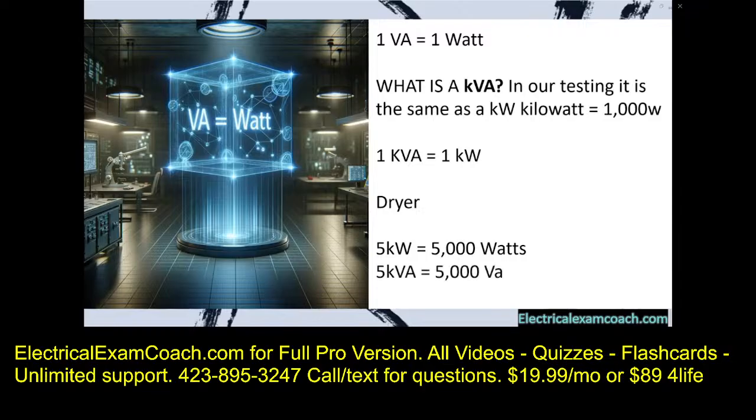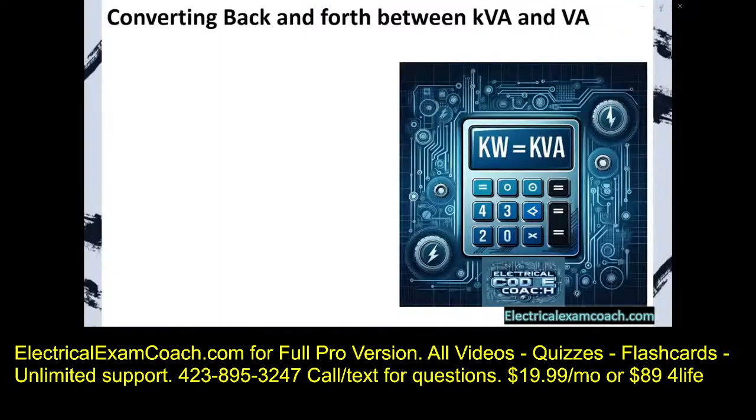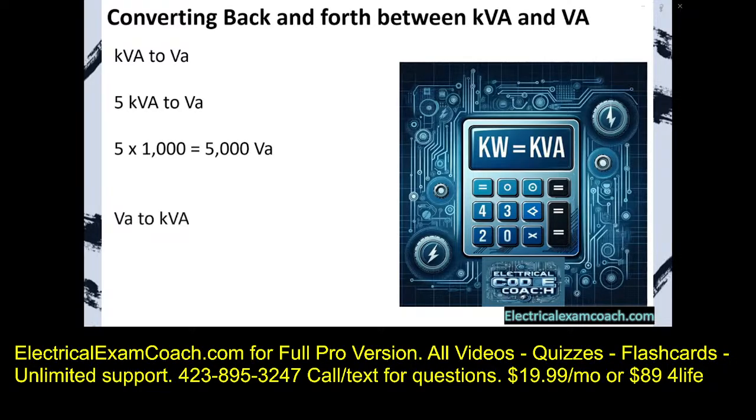And at the same time, if they say that it was 5 kVA, it's also true to say that it's 5,000 VAs. Let's practice converting back and forth very quickly. Let's go from kVA to VA. So if we had 5 kVA and we wanted to go to VA, all we would have to do is multiply by 1,000, and that would equal 5,000 VAs. And the same if we wanted to go from VA to kVA, all we have to do is divide by 1,000, and it'll convert it over to kVA.